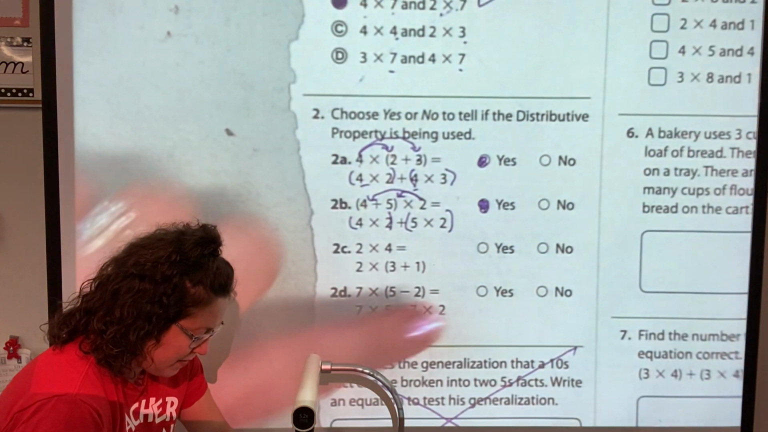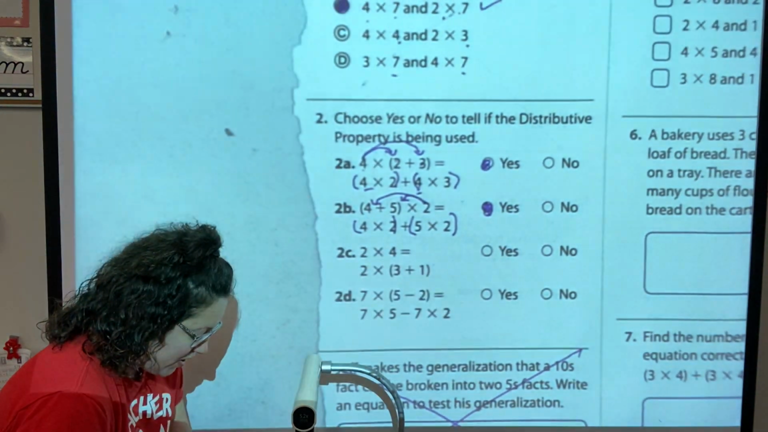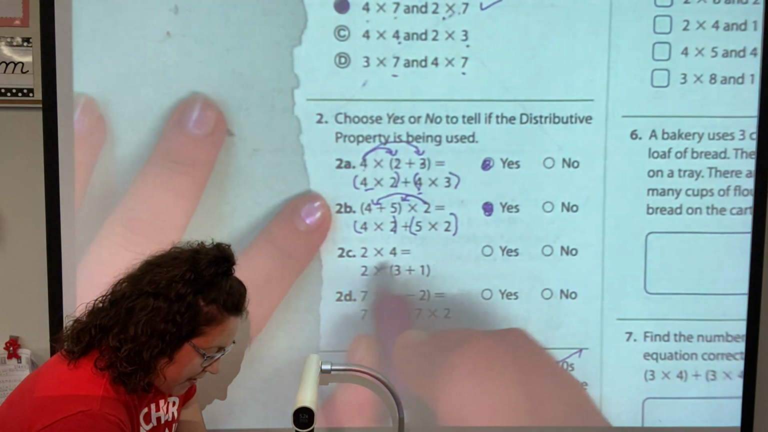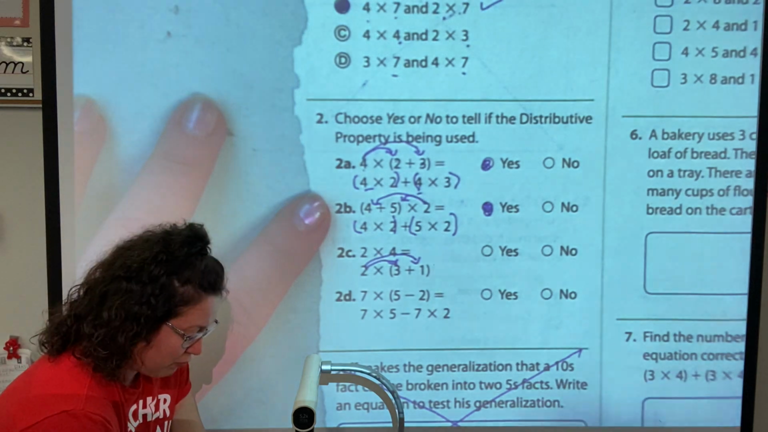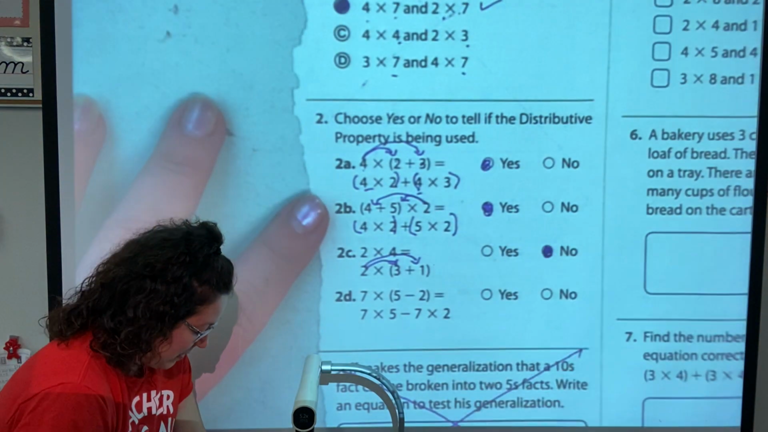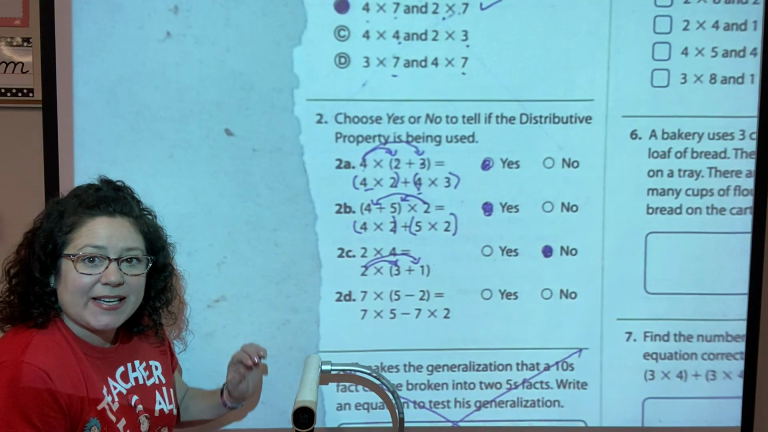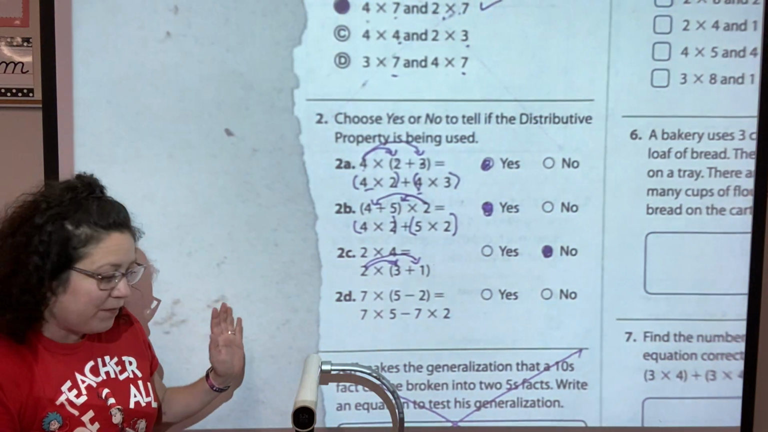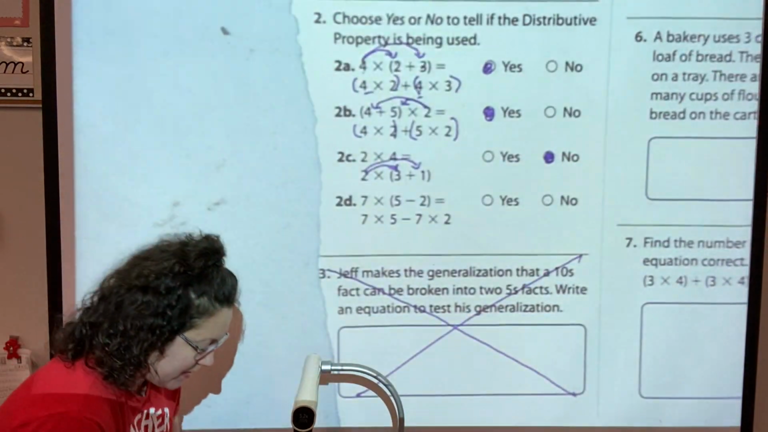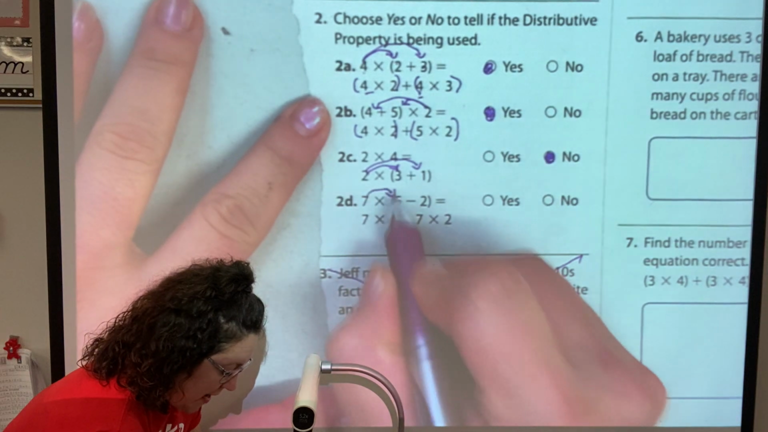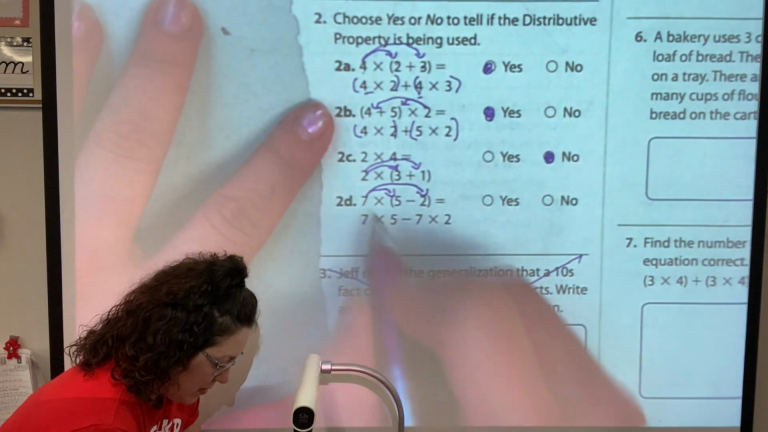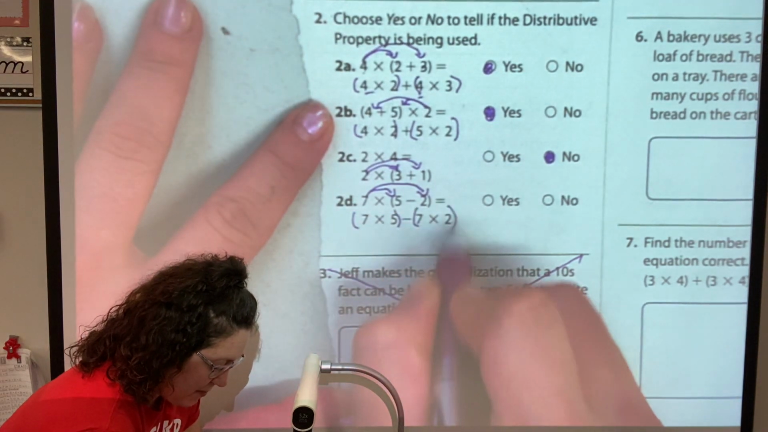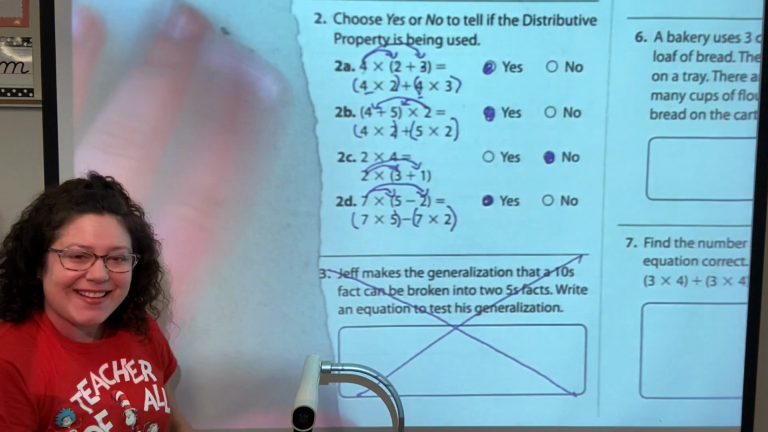Let's look at C. 4 times 2. Does it say 2 times 3 plus 2 times 1? No. And part D is a subtraction, but that doesn't matter. Don't get freaked out about the symbols. Let's see. Is it 7 times 5 minus 7 times 2? 7 times 5 minus 7 times 2. So that's a yes.